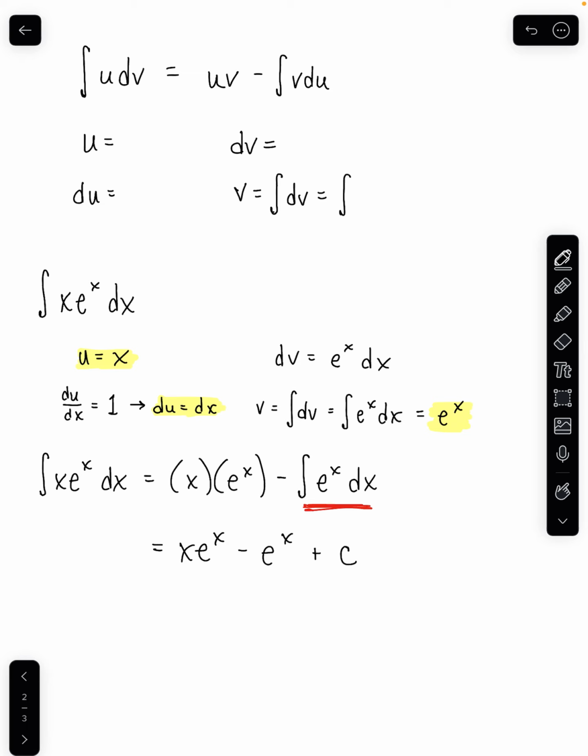Now, that's not a very intuitive result. It's not immediately apparent that that answer is the antiderivative of x times e to the x. So a really good thing to do here is to check your answer by differentiating it. If we differentiate x e to the x minus e to the x plus c, it should produce the original integrand x e to the x. And without going through it here, I'll leave that to you. It does actually produce that.